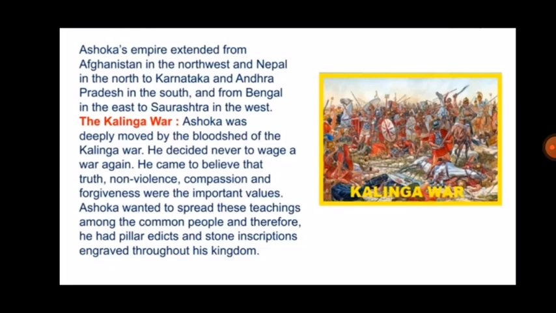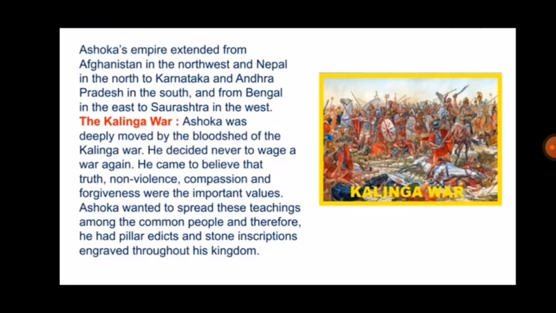Ashoka was deeply moved by the bloodshed of the Kalinga War. In this war, many people lost their lives. He decided never to wage a war again because he had seen that many people had lost their lives. He came to believe that truth, non-violence, compassion and forgiveness were the important values.